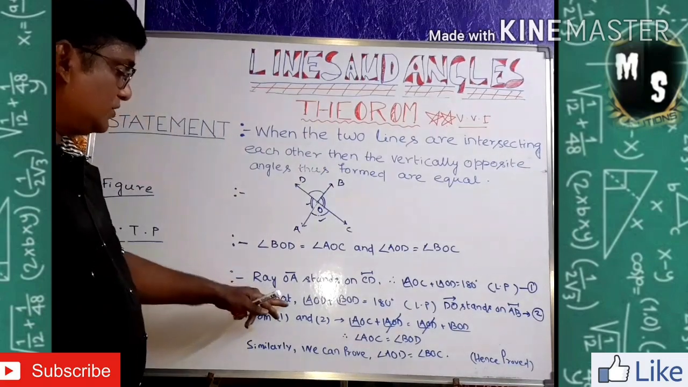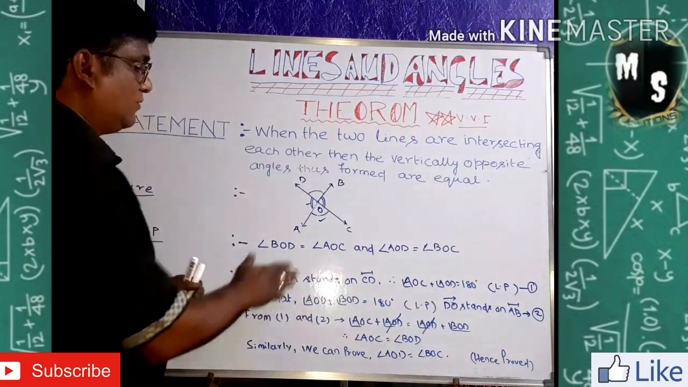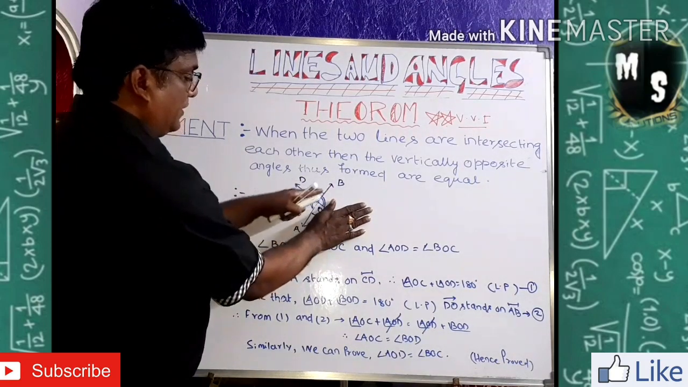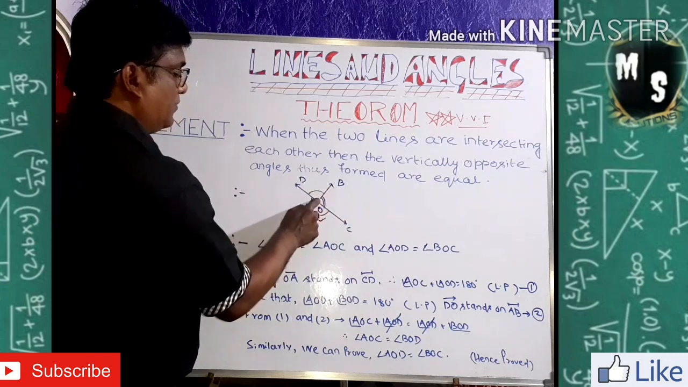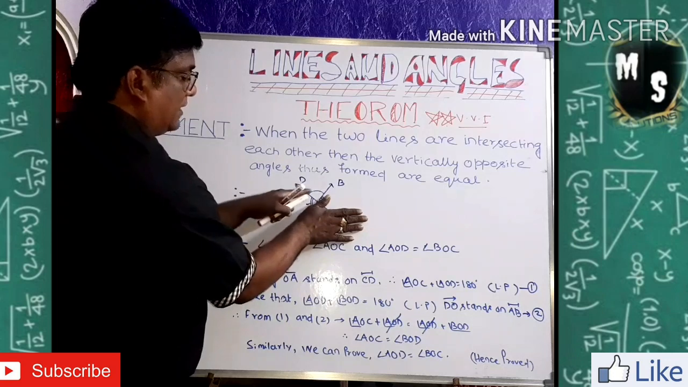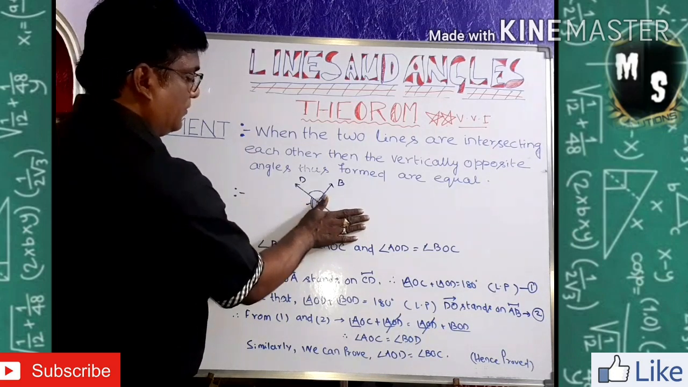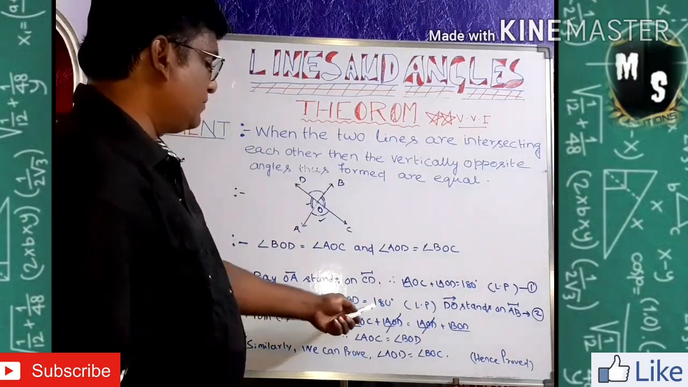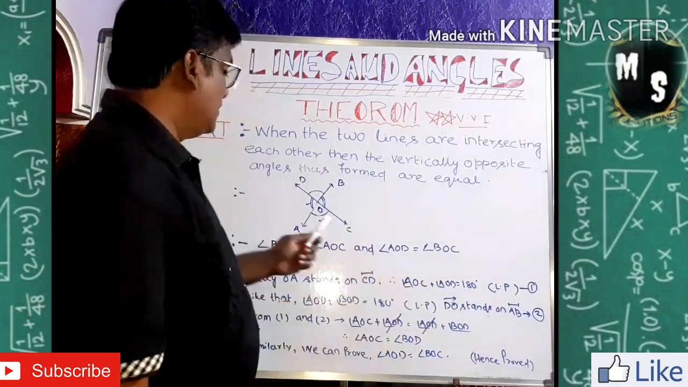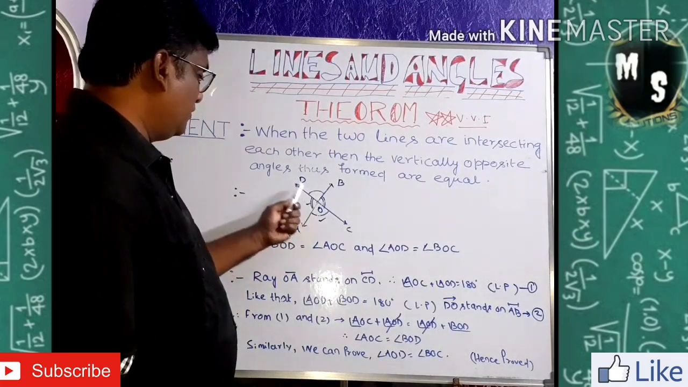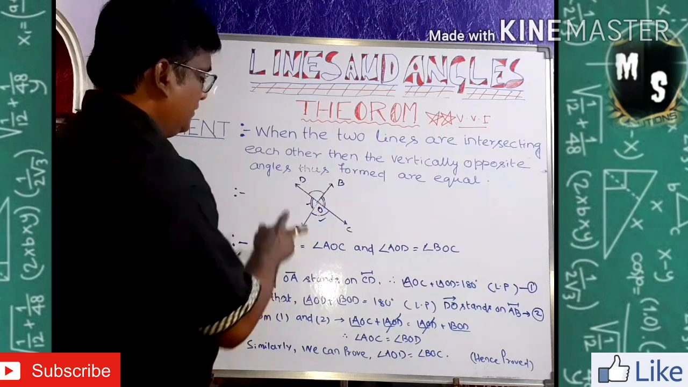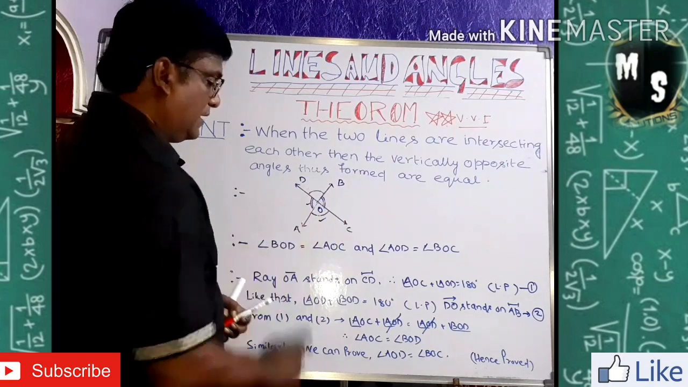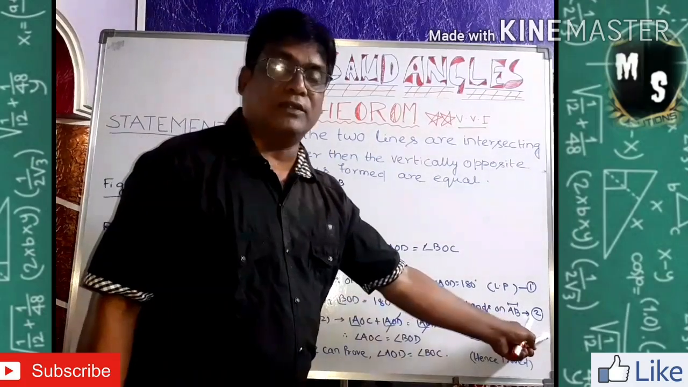Next, like that, I took AOD plus BOD is 180. See now, this OD ray, O to D, is standing on AB. Then AOD plus BOD, these two angles are a linear pair. If you add these two angles, it will give you 180. AOD plus BOD equal to 180, linear pair. Why? Because OD stands on AB. This one standing on this one, so these two are a linear pair. When you add, it will give you 180. Let it be my equation number 2.